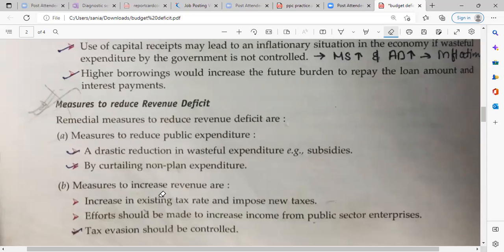And next, you have to increase your revenue. You want more money to come to you. So you will be increasing the tax rate, plus you will be imposing some new tax as well, and you will be trying to take money from the public sector enterprises. And for tax evasion, earlier 80% of the people were trying to escape from tax paying. So now you impose a very strict rule that nobody will escape from this, so tax evasion is controlled. These three things you have to do in order to increase your revenue. Okay, so you can write it down.